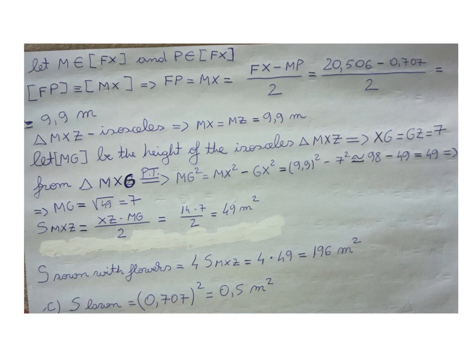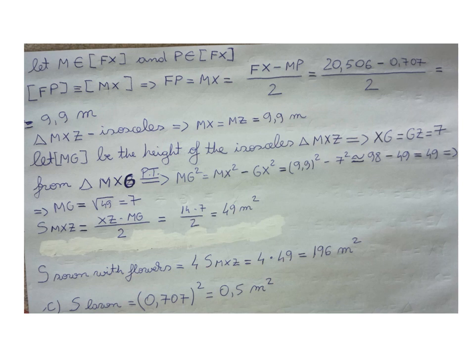Let M belong to the segment FX and P belong to the segment FX. The segments FP and MX are equal and are equal to FX minus MP divided by 2, which are equal to 9.9 meters. The triangle MXZ is isosceles, so MX is equal to MZ, which is equal to 9.9 meters. Let the segment MG be the height of the isosceles triangle MXZ. So XG equals GZ equals 7.